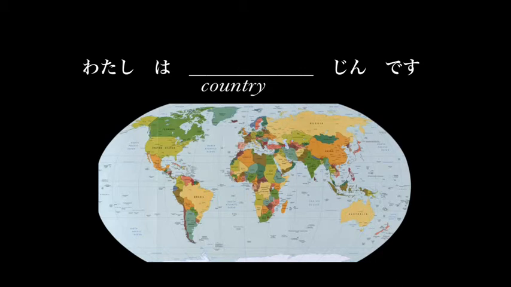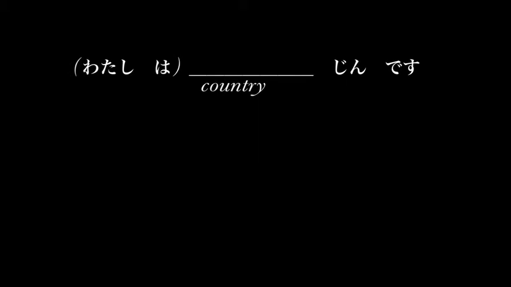Often when we're saying our nationality, we've already given other information about ourselves, maybe our name and our age. We don't need to keep repeating watashi wa all the time in Japanese. We can actually drop that off. So let's try some simple structures just giving our nationality.